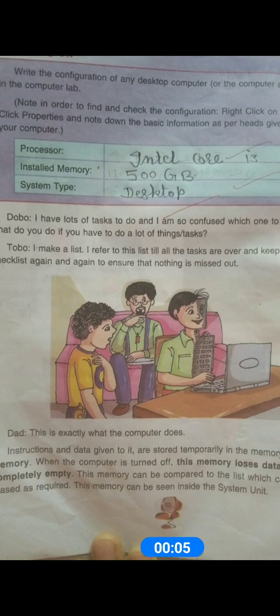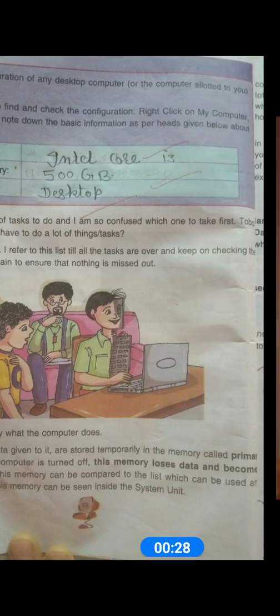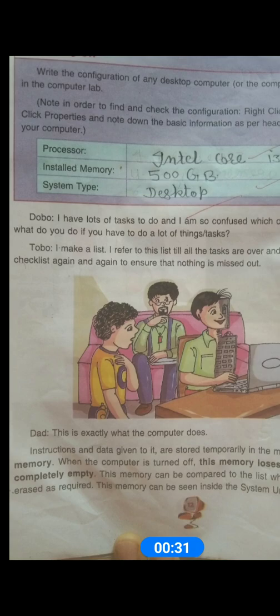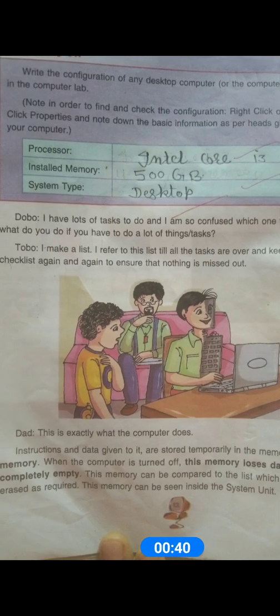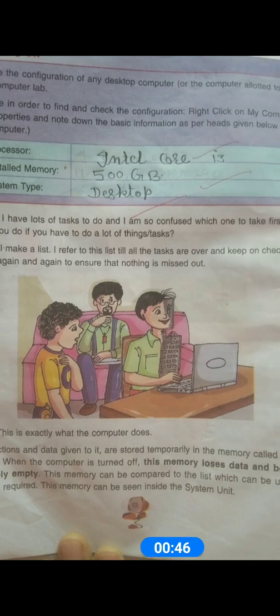Now students, this week we are moving to the rest part of chapter 1. So here is the activity that is on page number 12. Here I will solve this activity for you. The activity is to write the configuration of any desktop computer, or the computer that is allotted to you in the computer lab. In order to find and check the configuration, right click on My Computer, then click on Properties, and after that note down the basic information as per the heads given below.